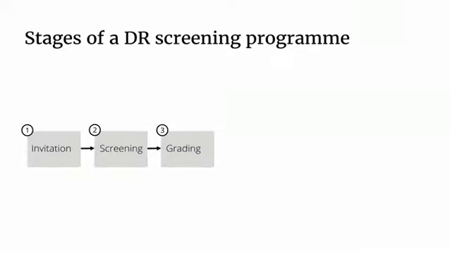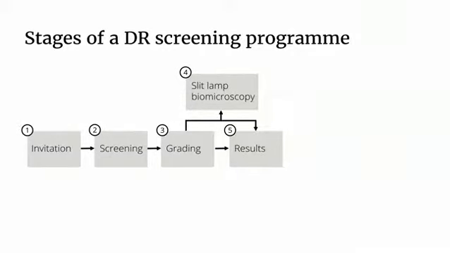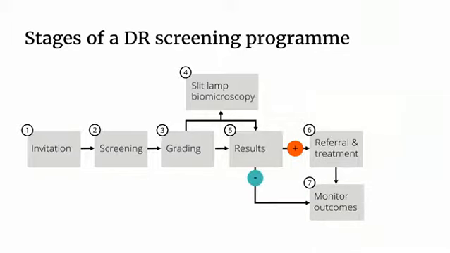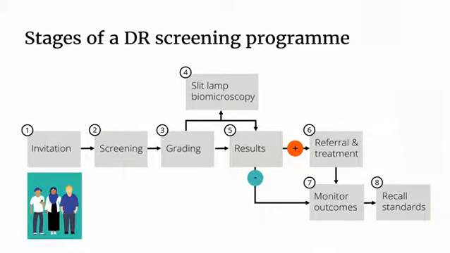Diabetic retinopathy screening programs can be broken down into 8 linked stages. 1. Invitation. 2. Screening. 3. Grading. 4. Slit lamp biomicroscopy. 5. Results. 6. Referral and treatment. 7. Monitor outcomes. And 8. Recall standards. For a screening service to be effective, people with diabetes must flow easily along this pipeline across all the stages.